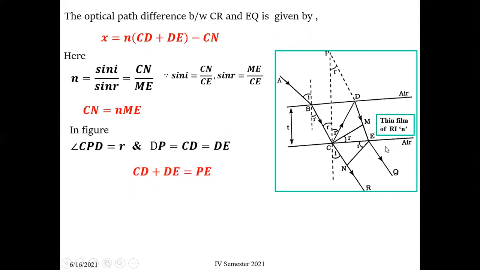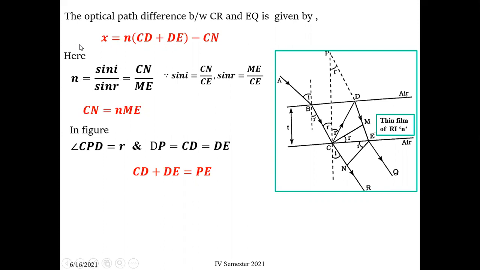Therefore, CD plus DE should be equal to PE, because PD is equal to DC, and that should be equal to DE. That's why CD plus DE is equal to PE.